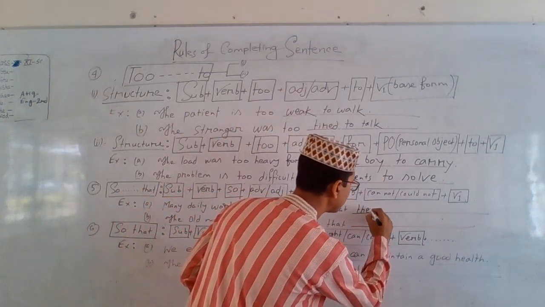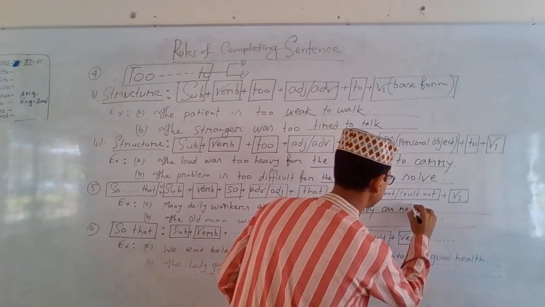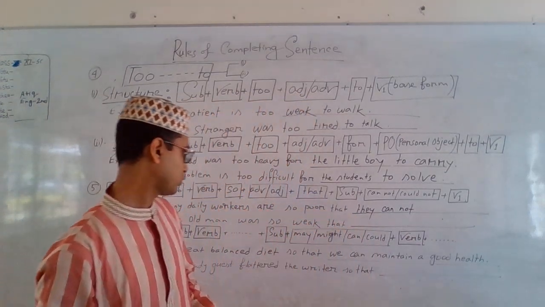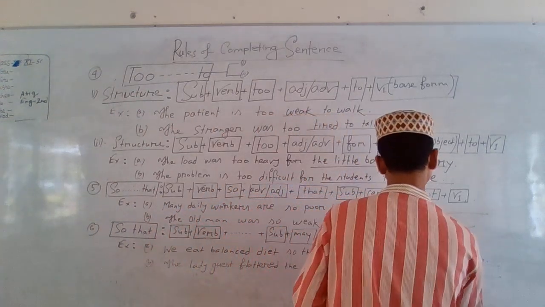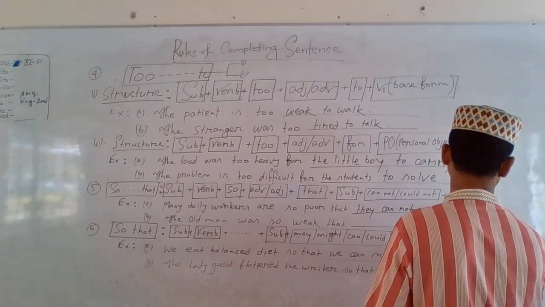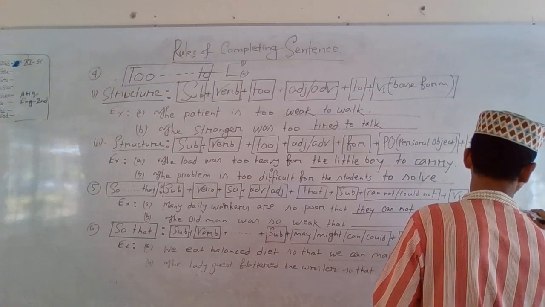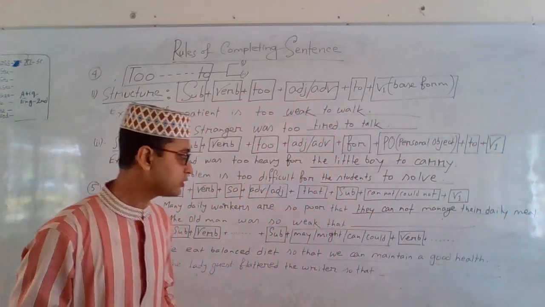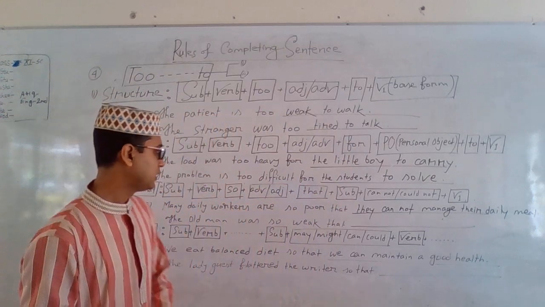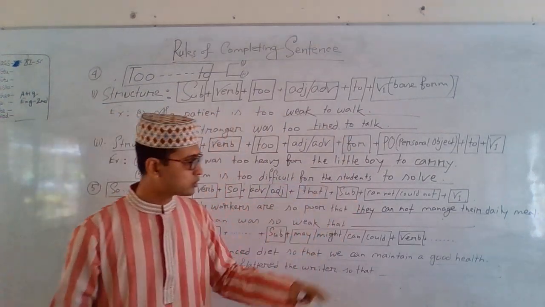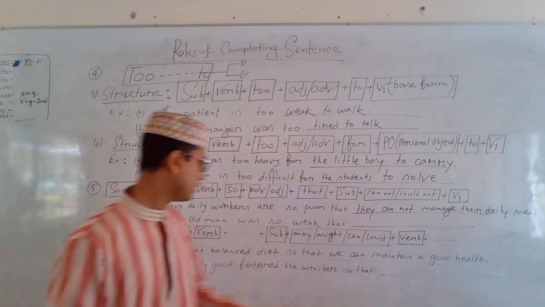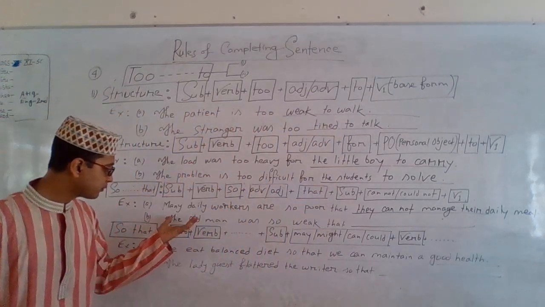They. Daily workers are so poor that they cannot. This is the complete sentence. Many workers are so poor that they cannot manage their daily meal even. Here, so poor that, subject is used, and then cannot is used, after cannot B1, manage, and their daily meal. Now, student, depending on that structure, let us formulate another sentence.